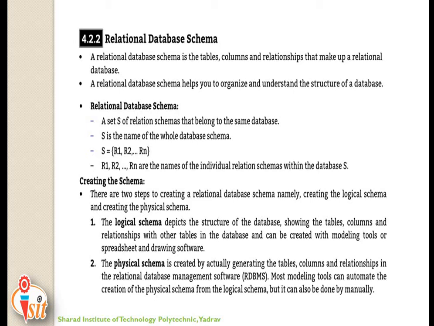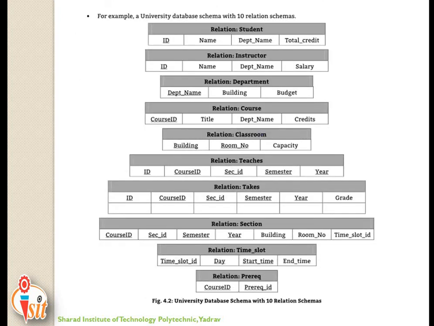Remember one thing, there are two steps to creating a relational database schema: logical schema and physical schema. Here is one example. A university database schema with 10 relation schemas. The most important relations in the university database are student, instructor, department, course, classroom, teachers, takes, section, time slot and prerequisite. These are the main 10 relations used in the university database.